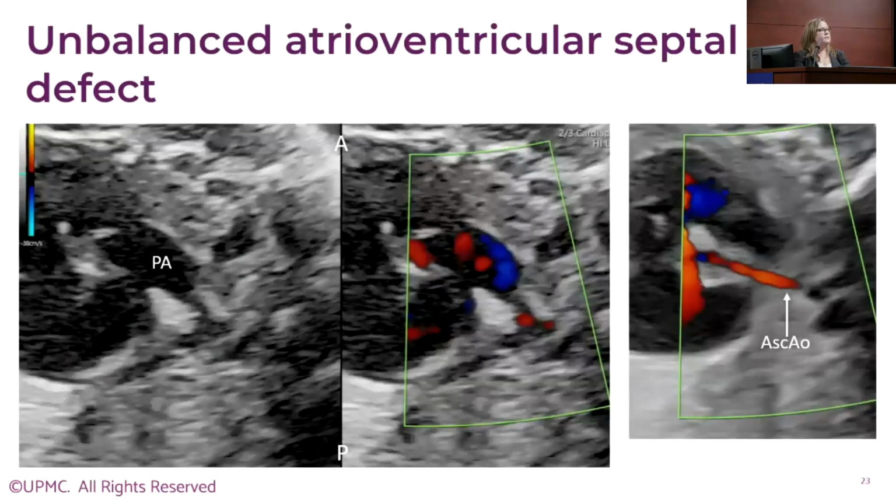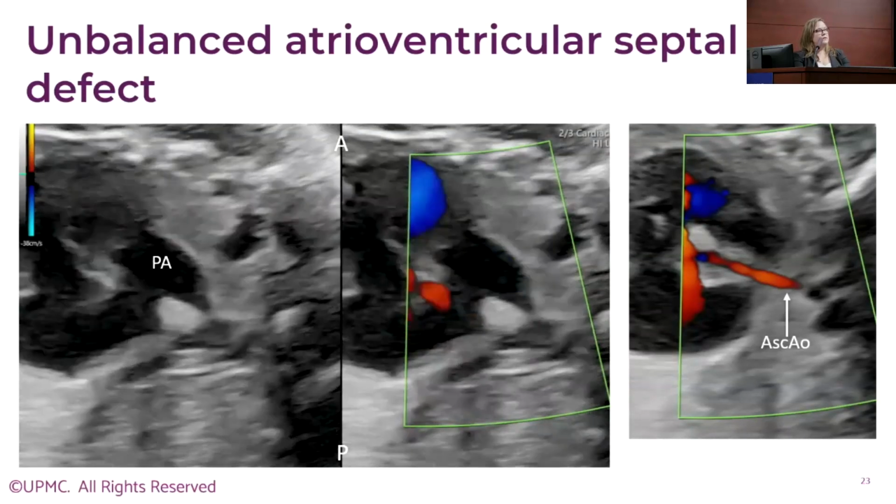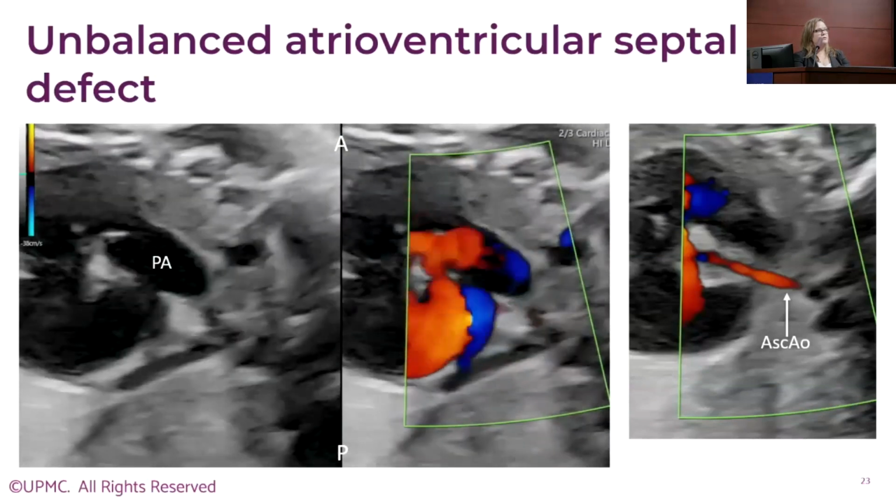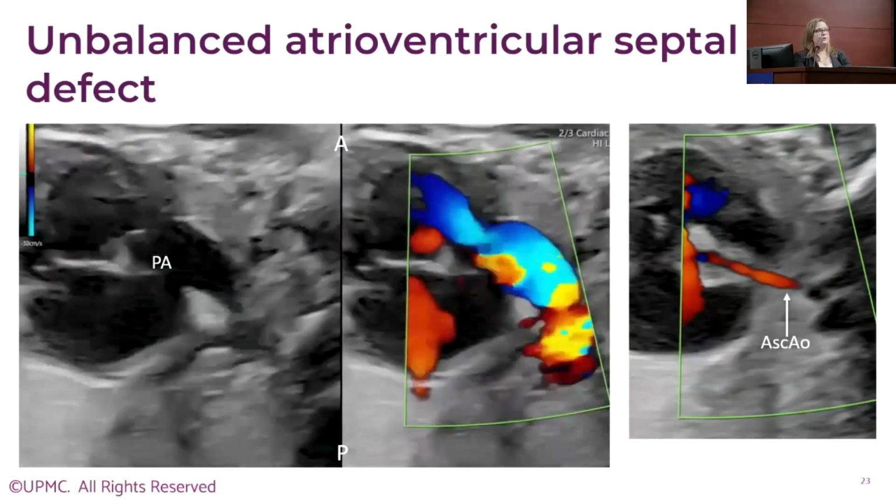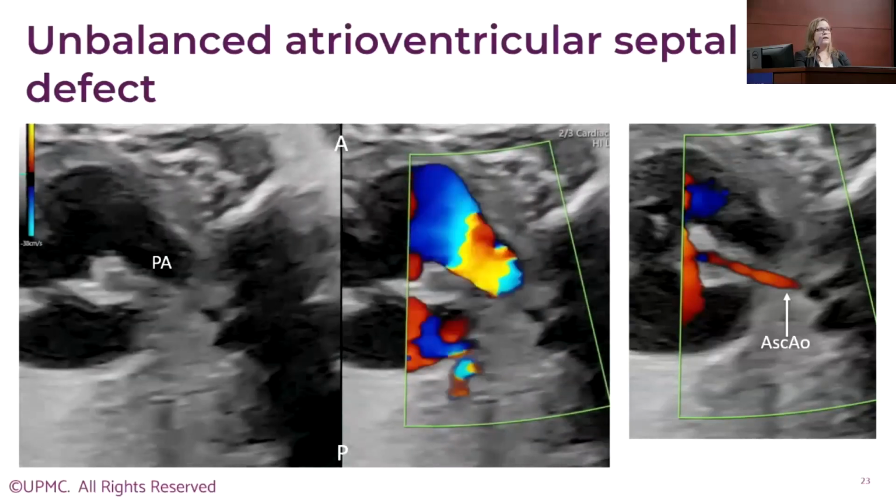One last example. Oh, and sorry, this is the tipping up to the outflows. The pulmonary artery arises from that right ventricle. And as we can see in the clip, as well as in the still frame on the right, there is reverse flow in the ascending aorta. This fetus had aortic atresia.